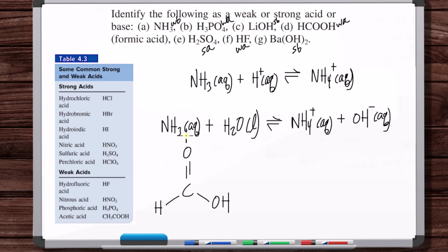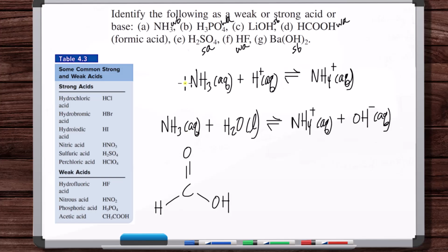It's not like it only pulls in those protons when it interacts with rogue H plus ions in water. No, you could have neutral water with, in effect, no H plus ions in the solution, but it's still going to pull an H plus off of the water molecules.